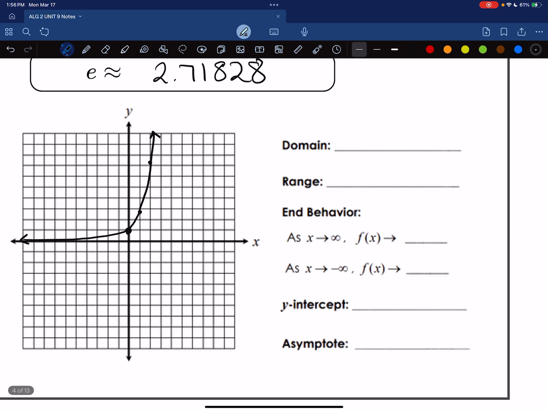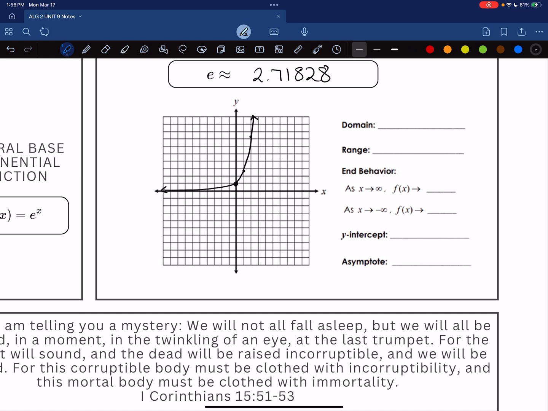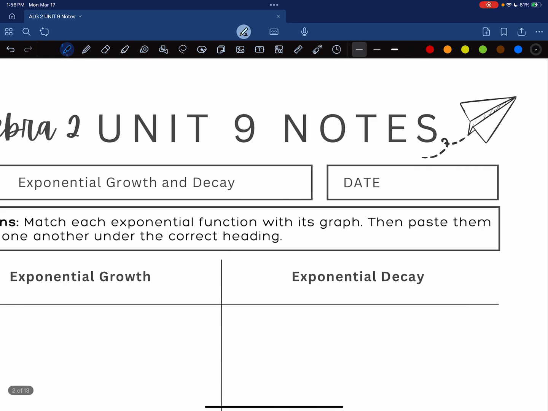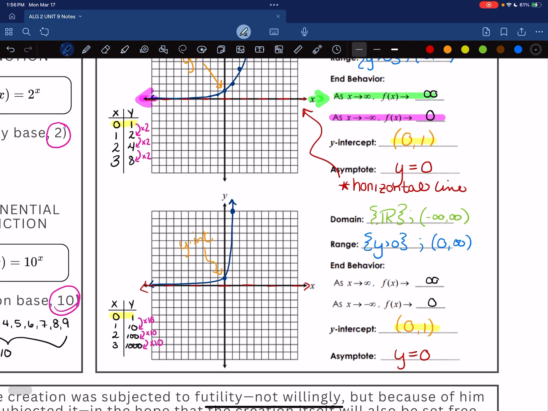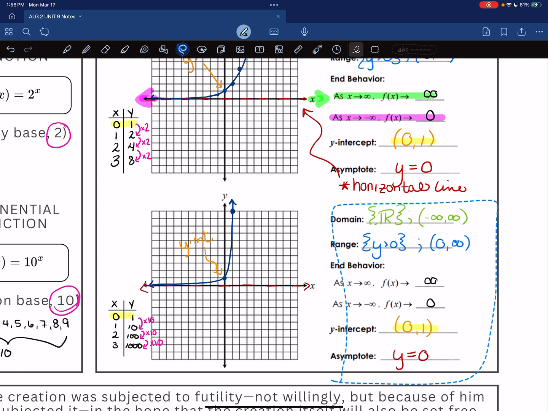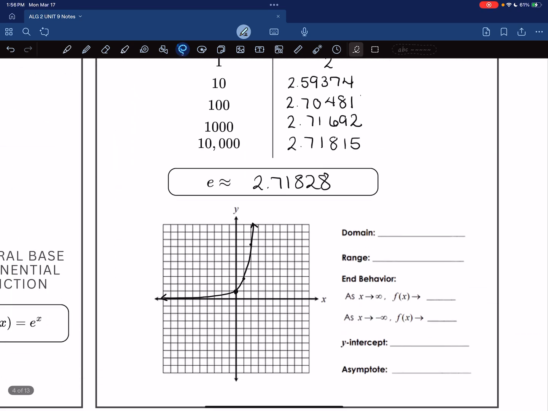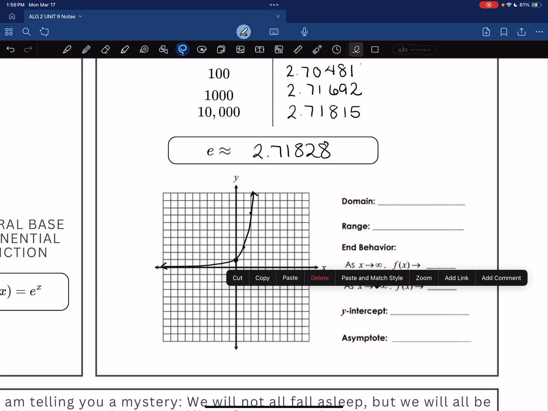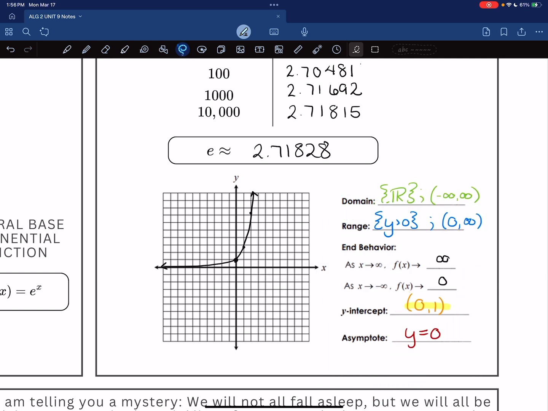And once again, our key features that we saw before, the domain, the range, the end behavior, the y-intercept, and the asymptote are exactly the same as what we saw for our functions before. So I have this wonderful, beautiful shortcut that I'm going to take here. And go ahead and say ditto. It is the same for this function as well.